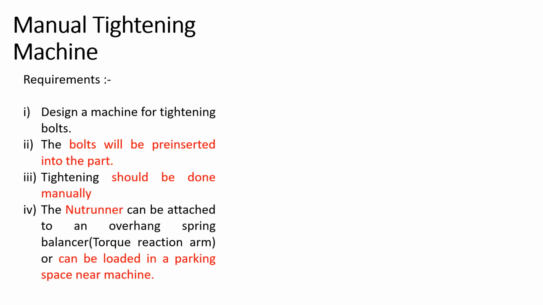So let's consider one machine. This is a kind of manual tightening machine. Here you can see the requirements. Design a machine for tightening bolts. The bolts will be pre-inserted into the part. So the bolts which we are required to tighten will be pre-inserted into the part. The tightening should be done manually. The nutrunner can be attached to an overhang spring balancer or torque reaction arm, or can be loaded in a parking space near the machine. So these are the inputs we have.